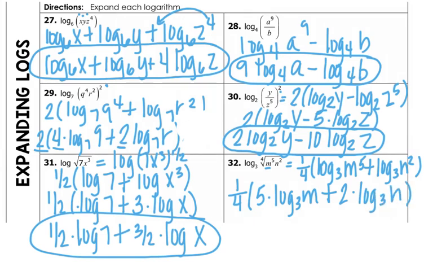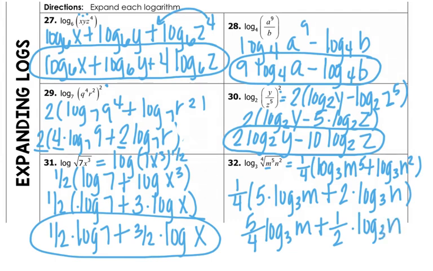Okay? So now what is the final step that you need to do? Your distributive property, where you multiply your 1/4 times your big numbers. So we have 5/4 log base 3 m, because 1/4 times 5 is 5/4, plus 1/4 times 2 is 1/2, times log base 3 n. And that is your final answer.